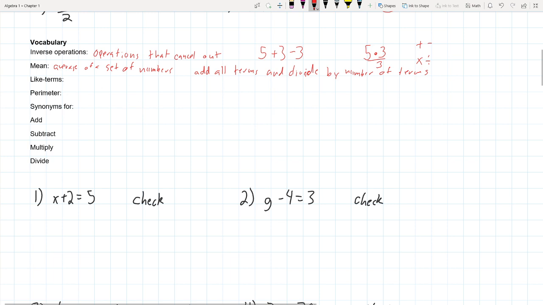Like terms refer to a variable-esque state, if you will. Like terms are things like 2 and 3. Like terms are also things like 4x and 5x. These are things that can actually combine. These are not like terms to each other. Not like. But these are like terms.